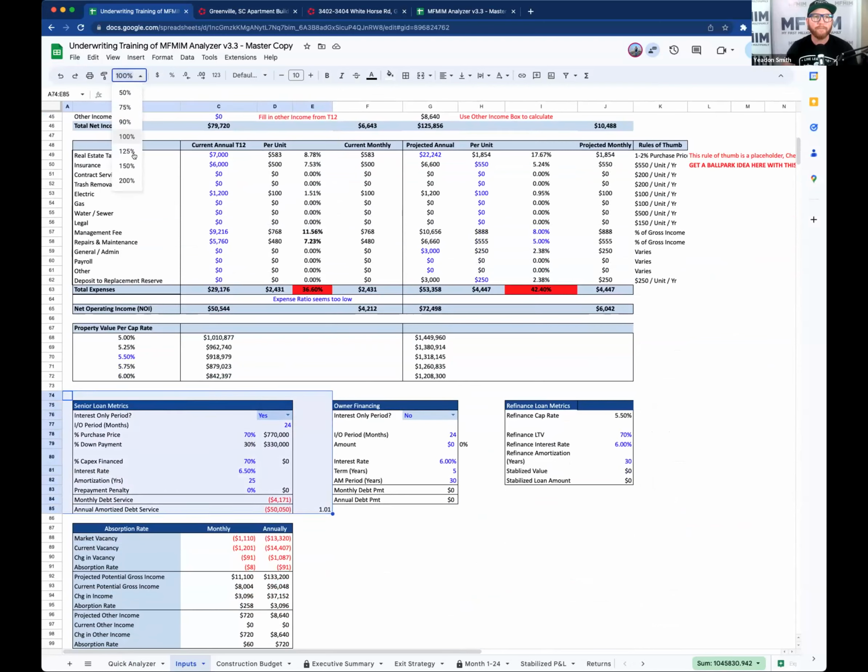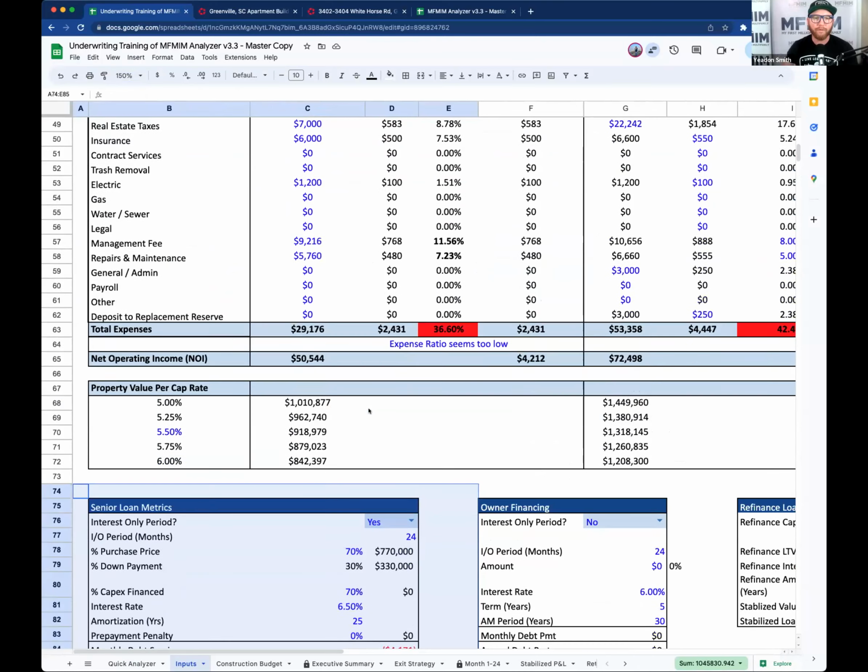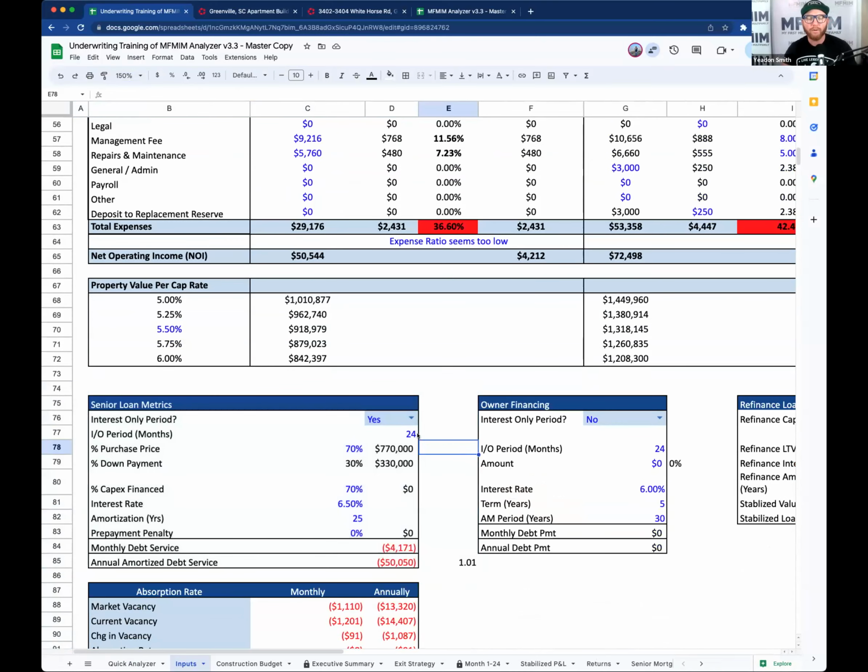So I'm going to zoom in a little bit. Go to 150%. All right. So this is where you plug in all the information about what type of loan you're going to get. With commercial real estate, there are basically a couple options. There's bridge debt, there's agency debt, and then there's a local bank or a local credit union. There are benefits and drawbacks to all three, but we're going to make the assumption that we're working with a local bank on this deal, right?